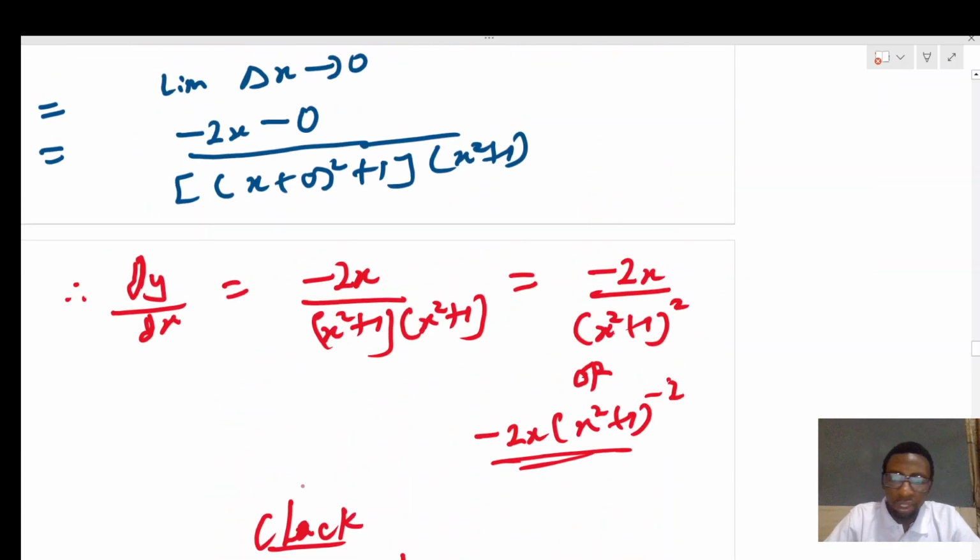So that's that. You can go through the video over and over again to understand it. So that's how to do differentiation from first principle.